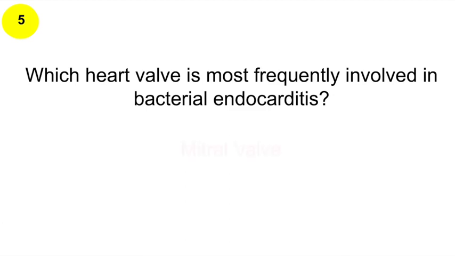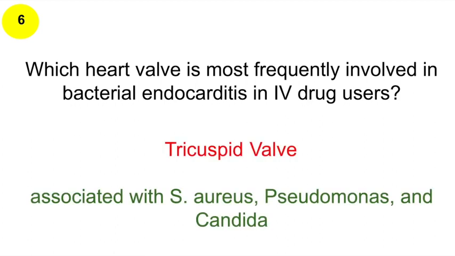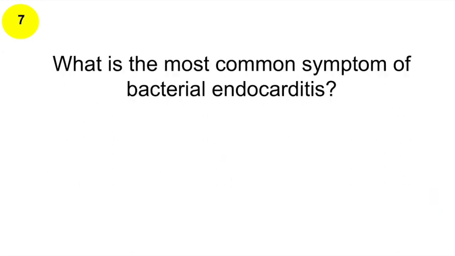Which heart valve is most frequently involved in bacterial endocarditis in IV drug users? The tricuspid valve. And recall that this is associated with organisms such as Staph aureus, Pseudomonas, and Candida. What is the most common symptom of bacterial endocarditis? Fever. So you can recall the signs or symptoms of bacterial endocarditis with the mnemonic FROM JANE.